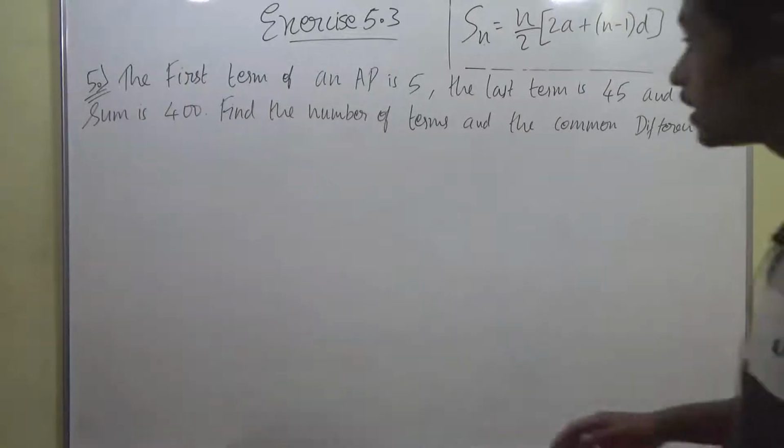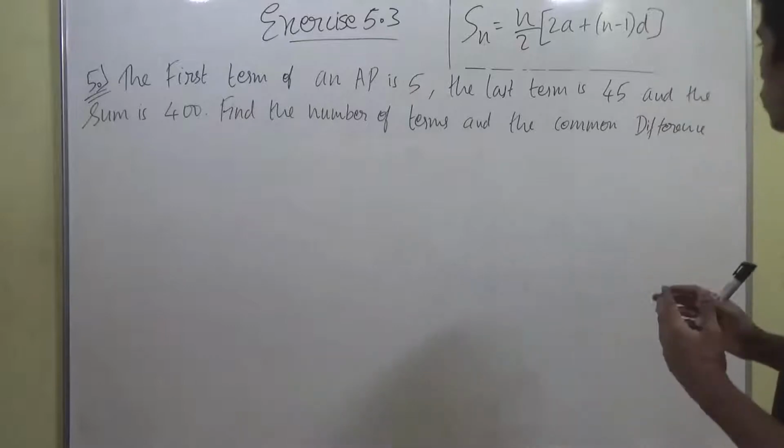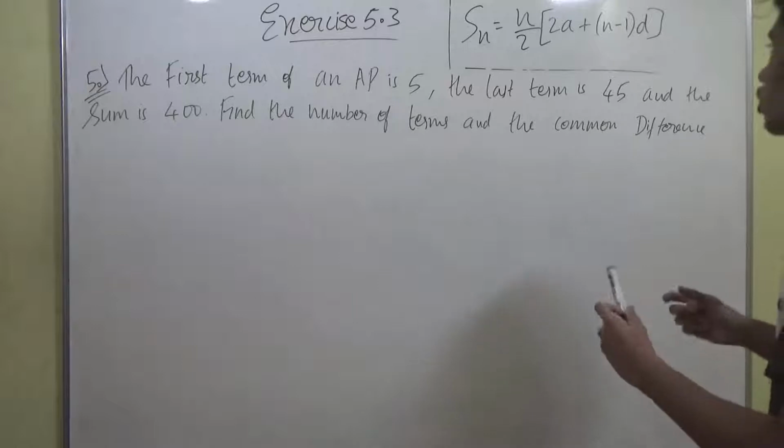Okay guys, so now let's go to question number 5, which says the first term of an AP is 5, the last term of an AP is 45 and the sum is 400. Find the number of terms and the common difference.